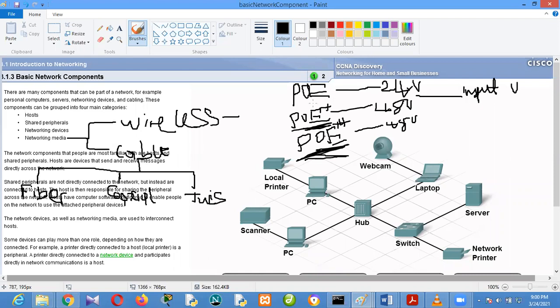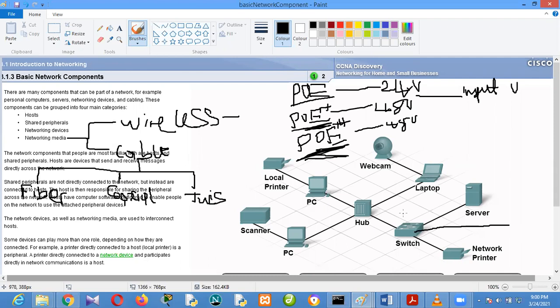I said before that a gadget that is just PoE does not have a PoE injector. They receive their power straight from the switch. And PoE, what does PoE mean?